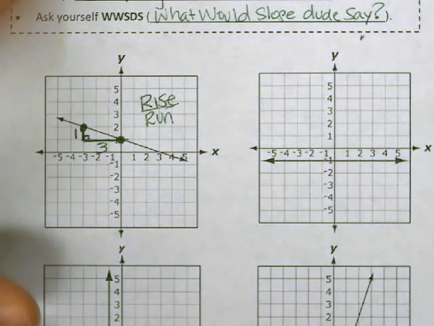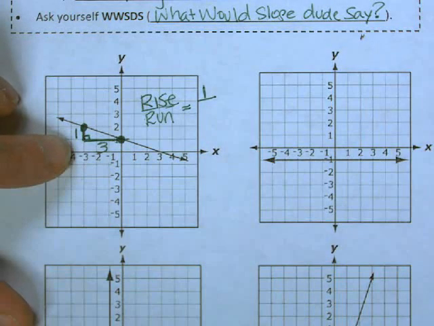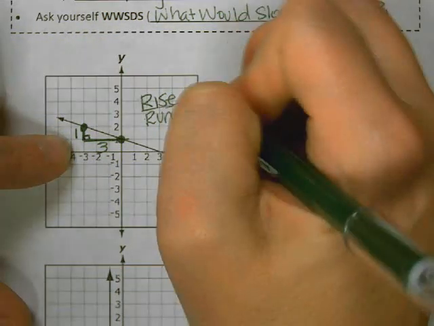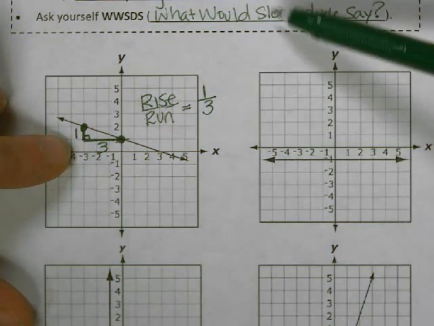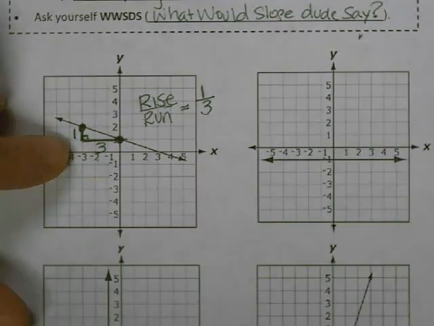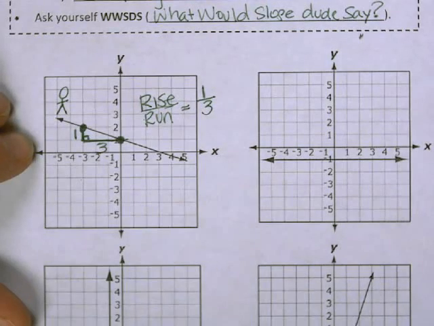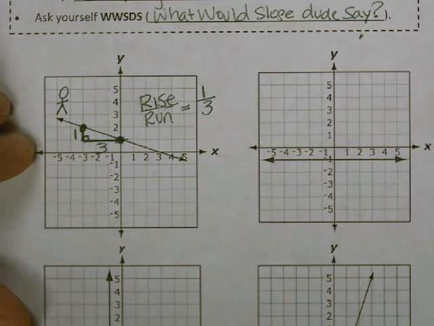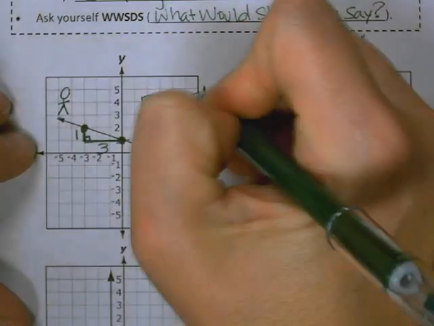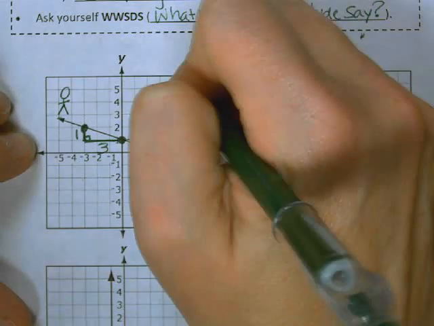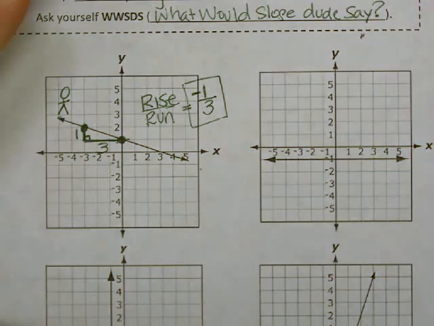So how much did it rise? Well, the rise is the up and down, so it rose 1. And how much did it run? It ran 3. Now, my fraction is in simplest form, and now I need to ask myself, what would Slope Dude say? Well, if he were skiing on this part of the ski resort, he would say nice negative. So we need to make sure and say this is negative 1/3. And that's the slope. Easy as that.